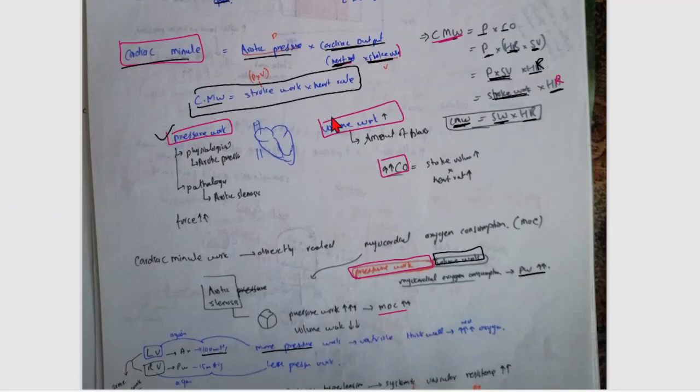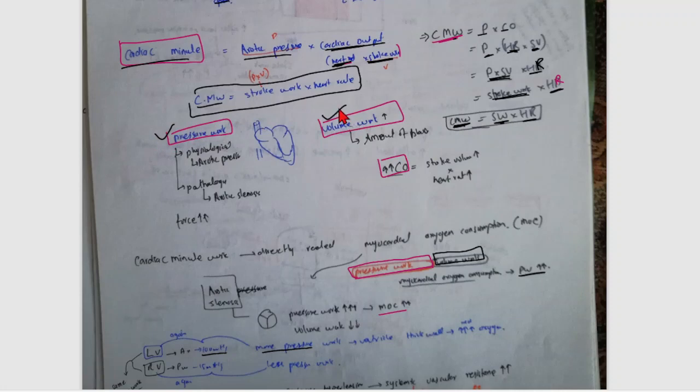We write this as stroke volume multiplied by pressure, with heart rate alone. This is called stroke work. Pressure multiplied by volume is equal to work. So this is the stroke work, and there is the heart rate. So cardiac minute work is equal to stroke work multiplied by heart rate, and stroke work is equal to pressure multiplied by stroke volume. This is about the cardiac minute volume. Now there is pressure work and volume work.